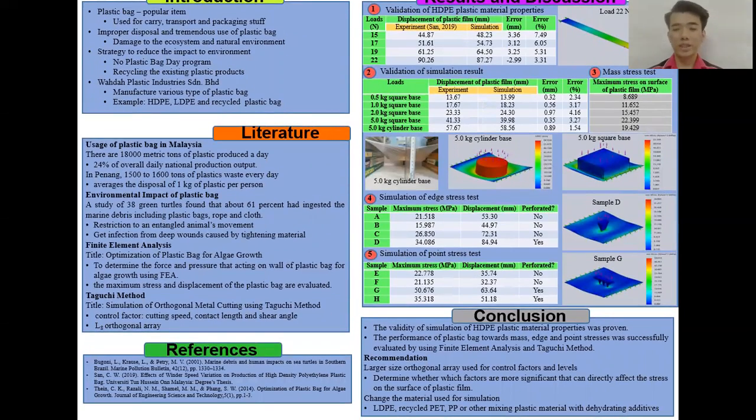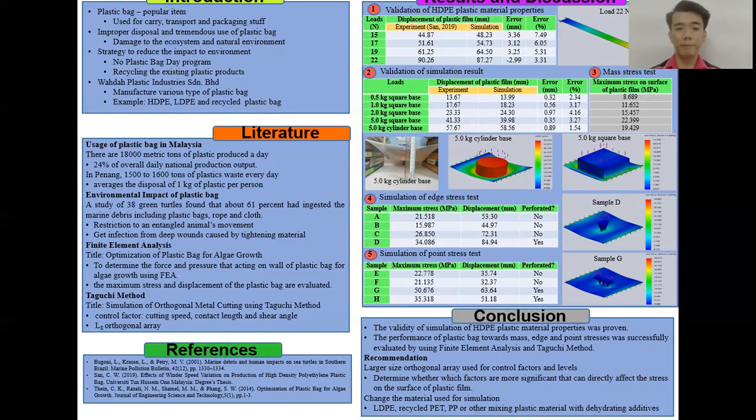Usage of plastic bags in Malaysia. A study found that there are 18,000 metric tons of plastic produced a day, which represents 24% of overall daily national output. And in Penang, there are 1,500 to 1,700 tons of plastic waste every day, and it can be said that every person disposes of 1 kg of plastic waste every day.